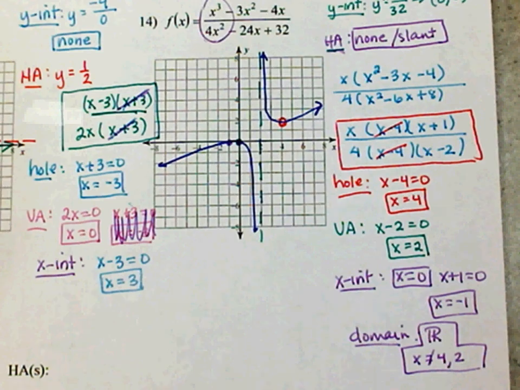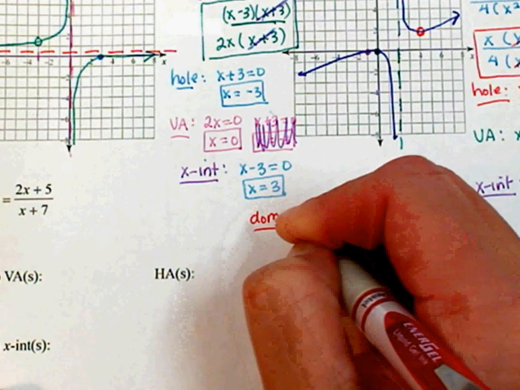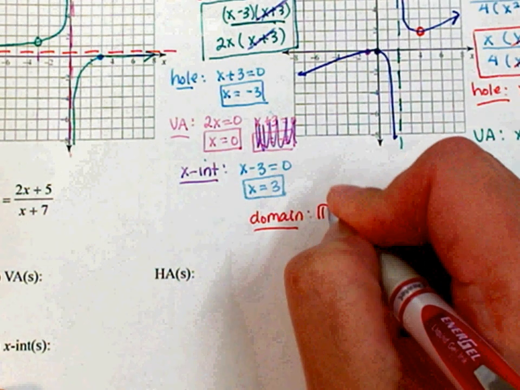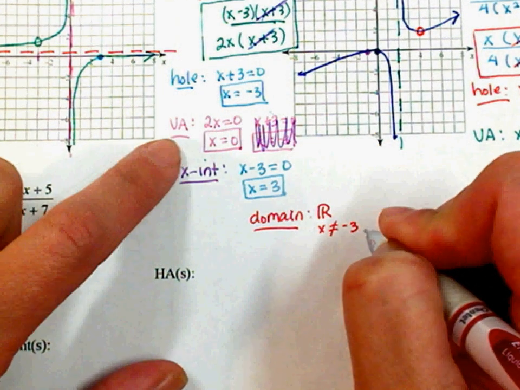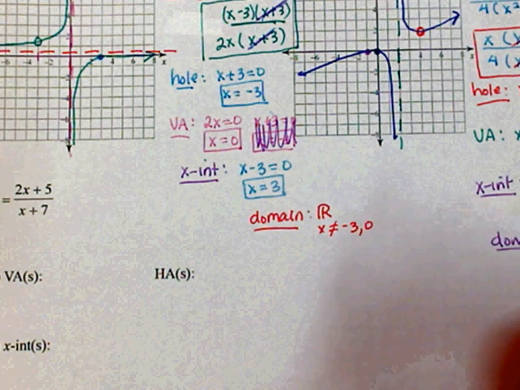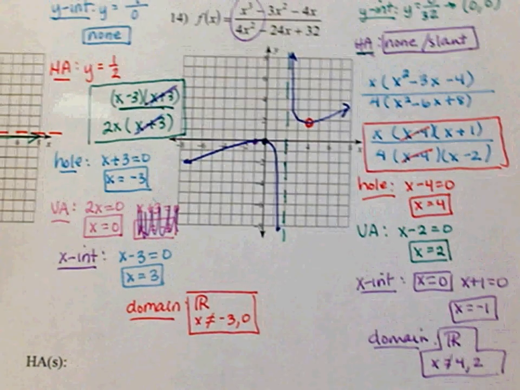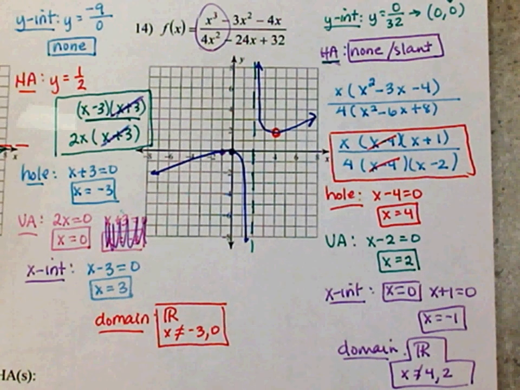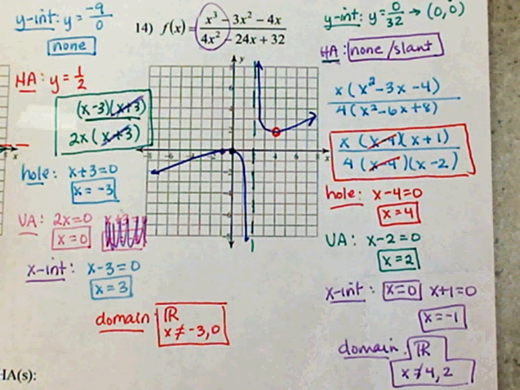All right. I forgot to do one thing here, and that was your domain. The domain for number 13 is all real numbers, except x cannot be where the hole is and where your vertical asymptote is. And there you have your domain. All right. So there's number 13 and number 14. Should have 6. 1, 2, 3, 4, 5, 6. Perfect. Okay, let's look at number 15.